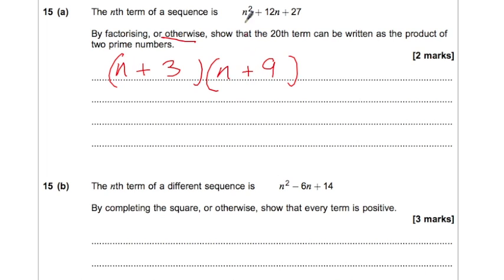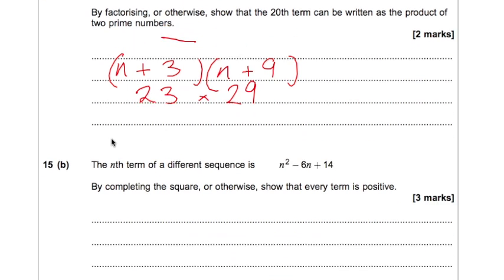Right, so the 20th term is going to be when n is 20. So if we sub that in, that's going to be 20 plus 3, which is 23, times by 20 plus 9, which is 29. So we've shown the 20th term is 23 times 29. Okay, good. Which is easier than getting 667 and trying to think, oh, which prime number divides 667?